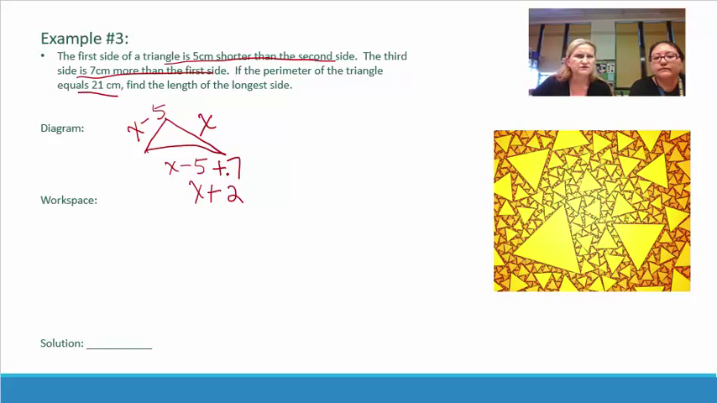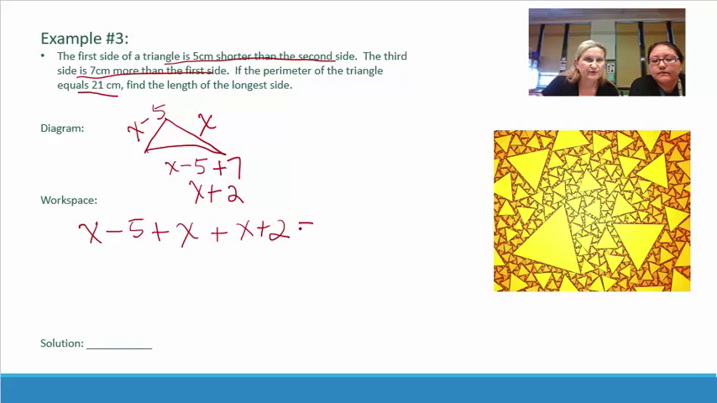Okay? So again, to get the perimeter, I add all of the sides. So now my sides, let's list them: X minus 5 plus X plus 2. The perimeter must equal 21. Okay, so combining like terms, X plus X plus X, I have 3X, negative 5 plus 2.